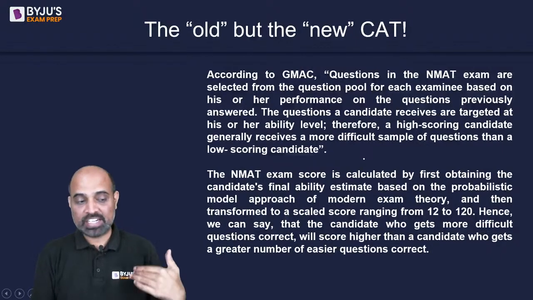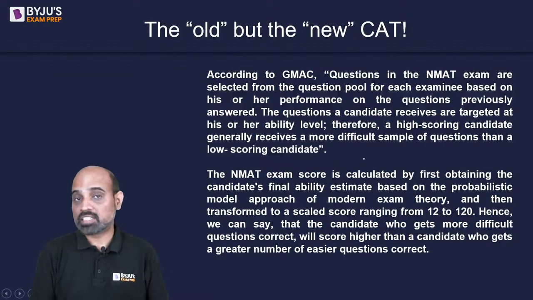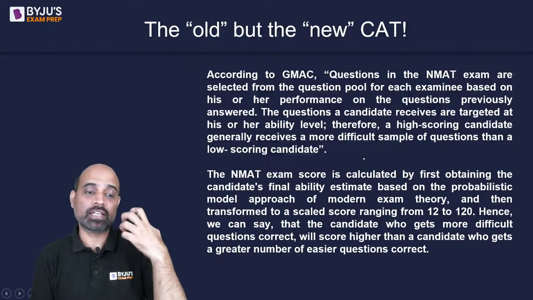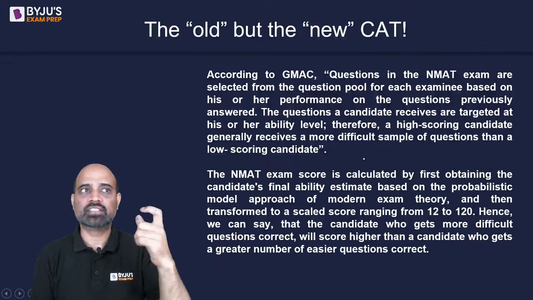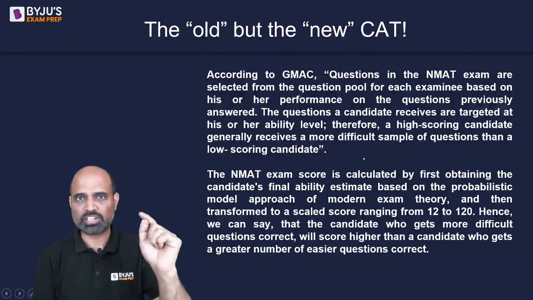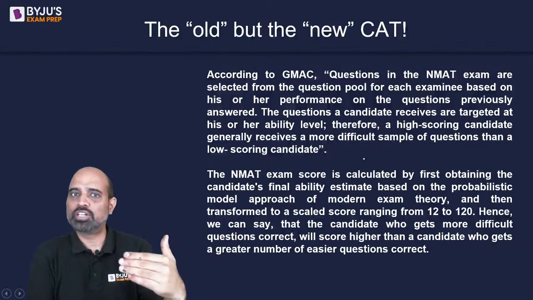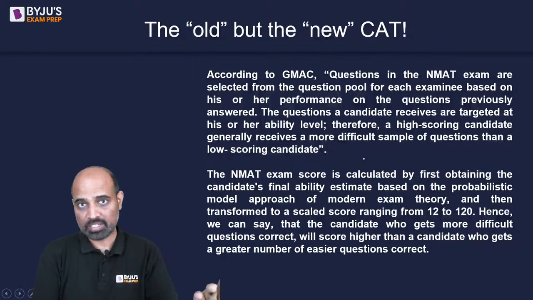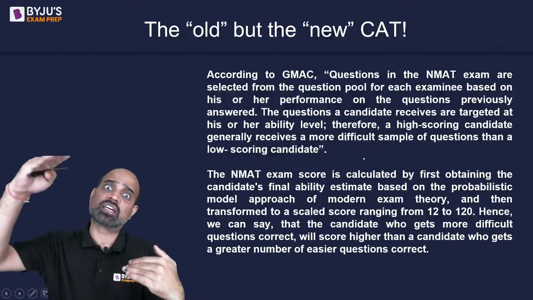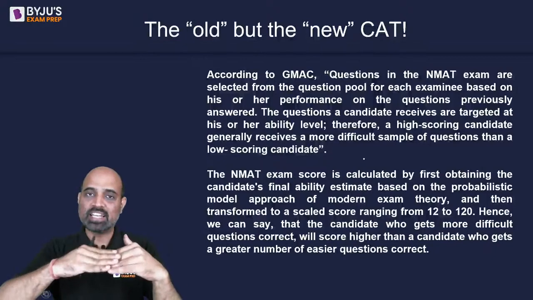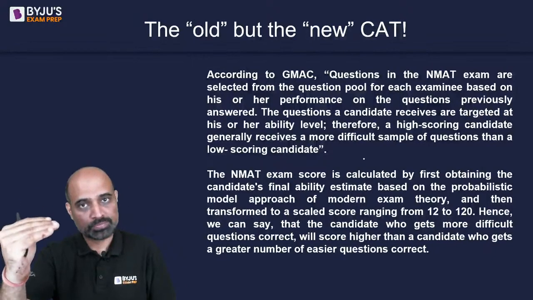So every time I am able to answer a question, the engine behind it will understand that this person is good, he or she is able to answer this particular question. Let's give them a little more difficult or maybe the same difficulty level. It's not that the difficulty level will keep increasing. To a certain extent, the difficulty level will stop.